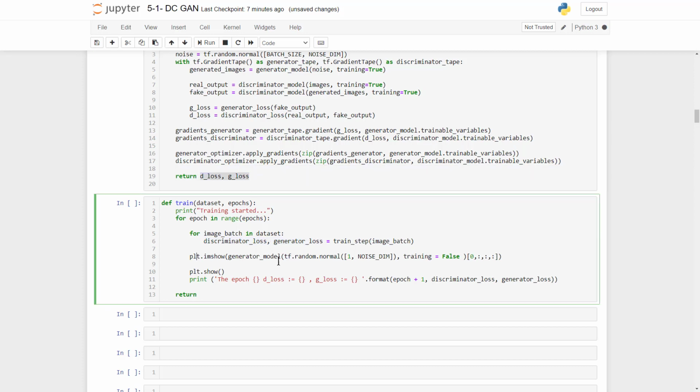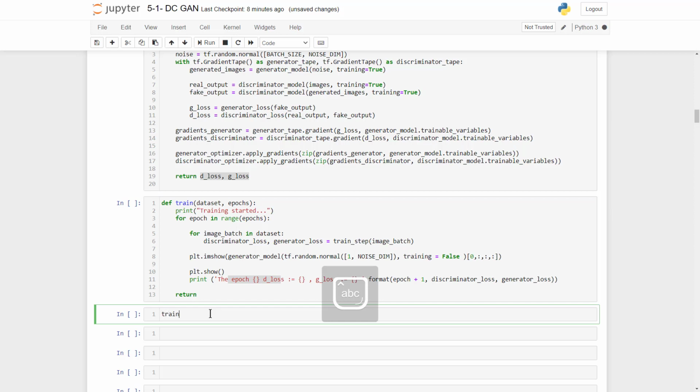We plot out the image. Now the reason why we're plotting out the image is so that we see exactly how our model evolves in being able to create the fake images. So that's why we do this plot. We show that plot, and then we print out the values for the D loss and the G loss for each epoch. So that's it. Then we could just call train on the data set, taking in the number of epochs.